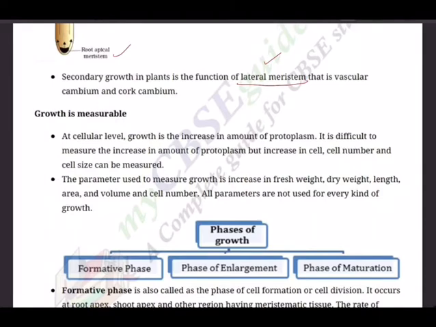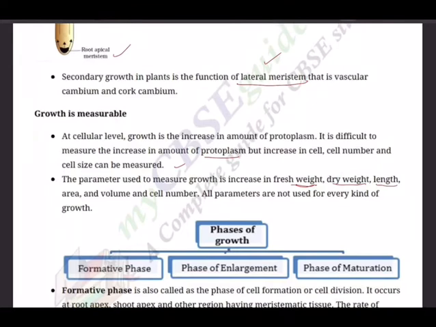At cellular level, growth is the increase in amount of protoplasm. It is difficult to measure the increase in amount of protoplasm, but increase in cell number and cell size can be measured, definitely. The parameter used to measure growth is increase in fresh weight. How many kgs has the weight increased?